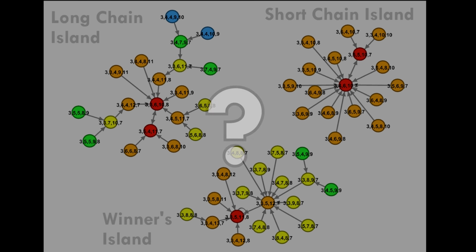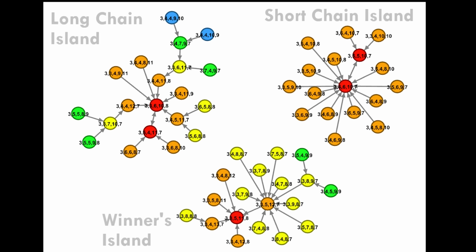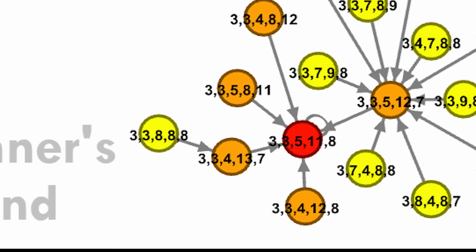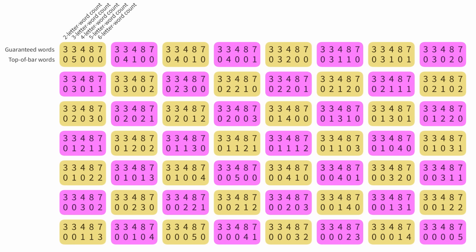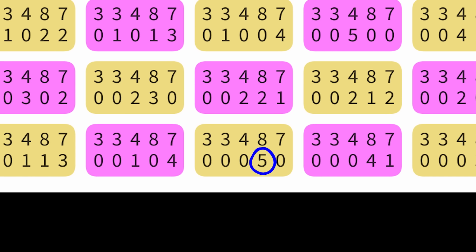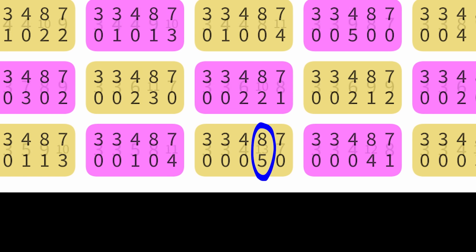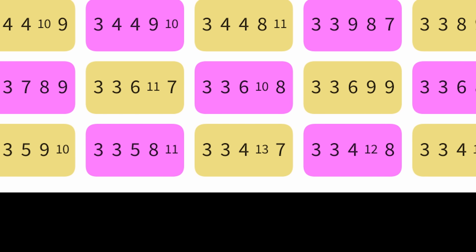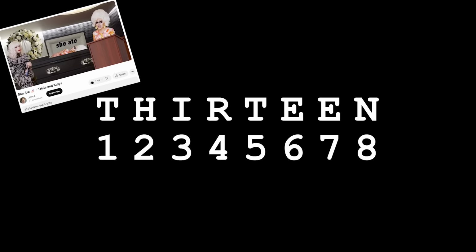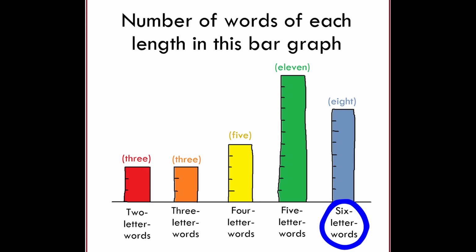And also, there is one weird exception I want to bring up. On Winner's Island, we find the elusive 13, which can only be achieved by dumping all 5 words into the 5-letter bucket, resulting in 8 plus 5 equals 13. Now, here's the thing. 13 is 8 letters. She ate. That's higher than the upper bound. None of these graphs are designed to hold anything higher than 6.